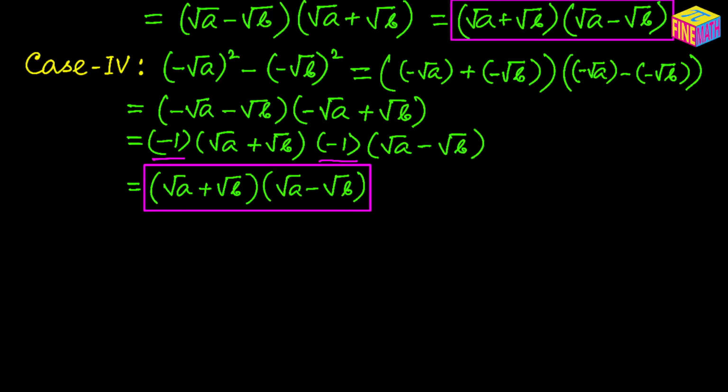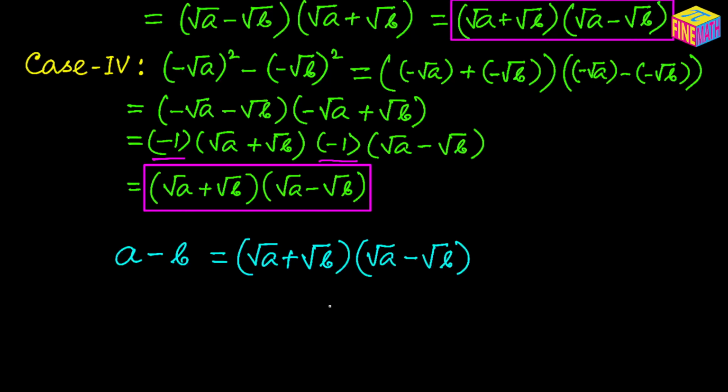If you look at all four of the cases, we got the same factor form. So actually it really does not matter whether we take the plus or minus combination, right? Any combination would give us the same factor. So then finally we can say, okay, a minus b can be factored into square root of a plus square root of b times square root of a minus square root of b.